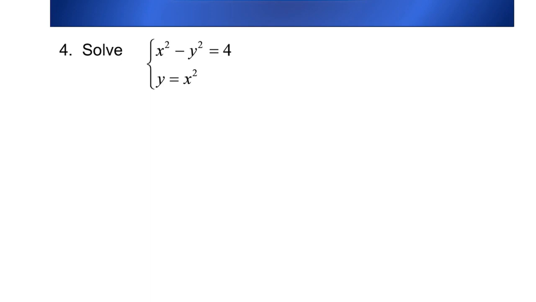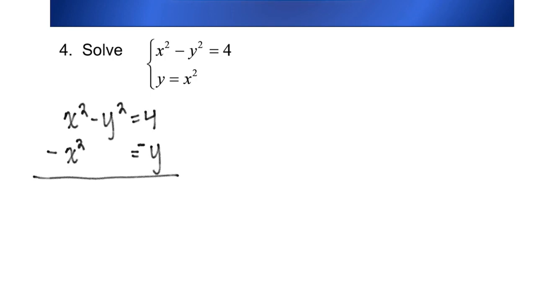Okay, if you're back with me now, you've hopefully given it a shot. I'm going to see what I can do here. I've got x squared minus y squared equals 4, and then I've got x squared equals y. I'm going to multiply this second equation by a negative, and then I'm going to add down. So I'll have negative y squared equals 4 minus y.